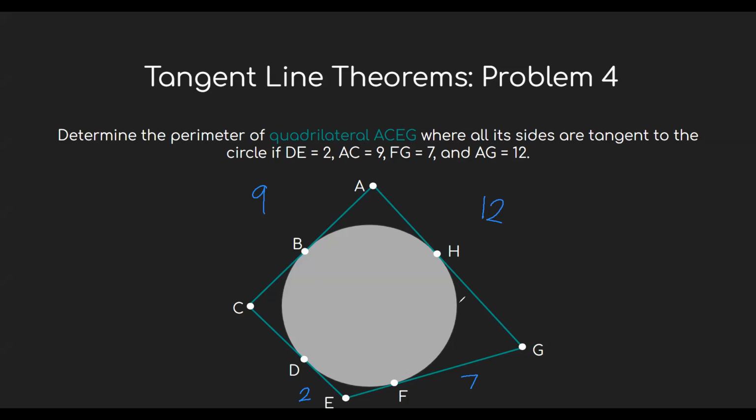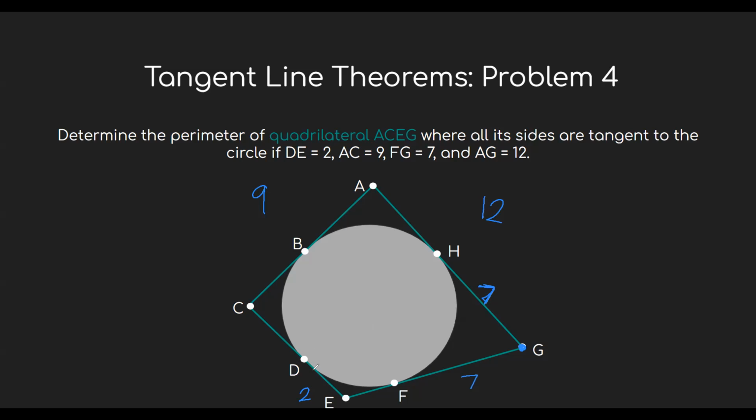Going back a few slides, we learned that if two tangent lines meet at an external point, then those two tangent lines are actually equal length, right? So if FG and HG meet at the same point, then we know that FG equals HG, and we know that FG is 7, so HG also has to be 7. All right? See where we're getting there?